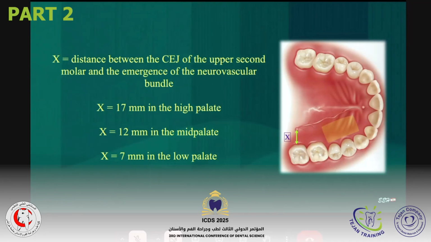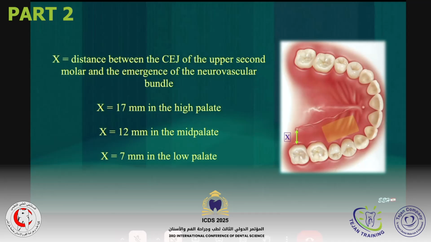The distance between the CEJ of the upper second molar and the emergence of the neurovascular bundle is around 17 millimeters in the high palate, around 12 millimeters in the mid palate, and 7 millimeters in the low palate. This is important to avoid cutting the artery at this emergence.